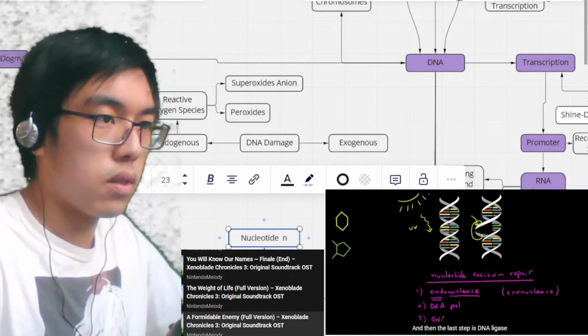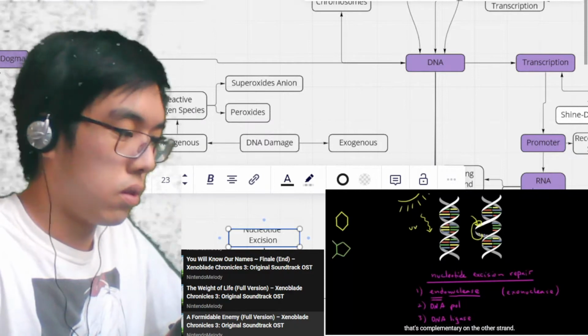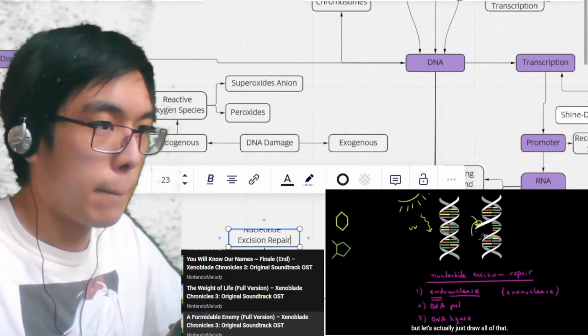And the last step is DNA ligase. It's going to make sure that those new nucleotides are attached properly to the nucleotides on either side, and also to the nucleotide that's complementary on the other strand. And so that was a mouthful. Let's actually just draw all of that.